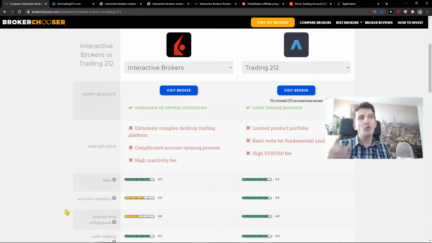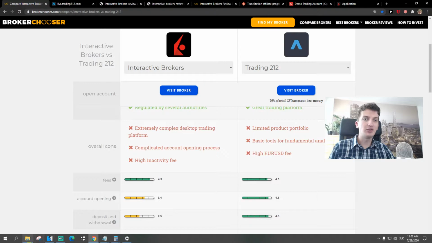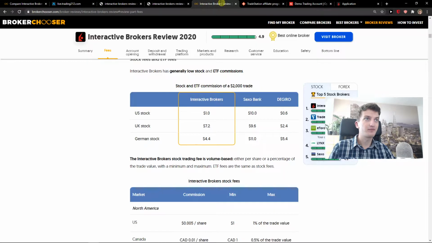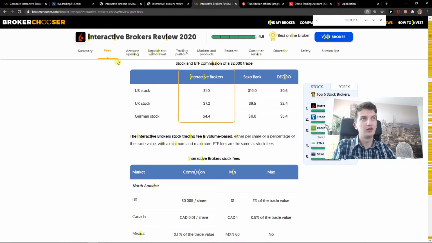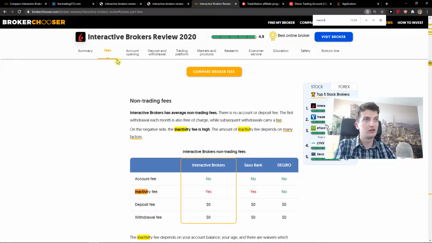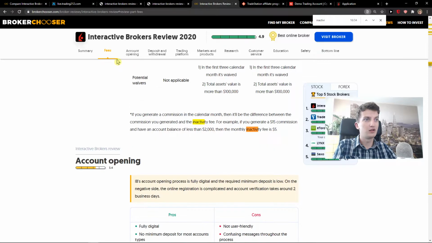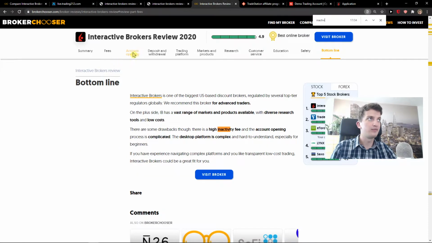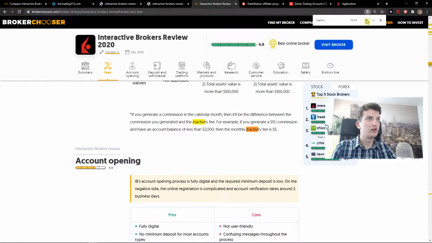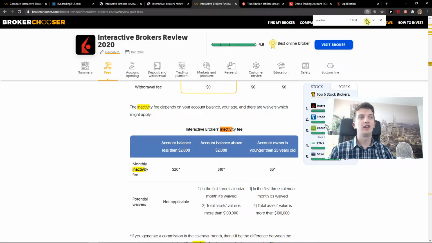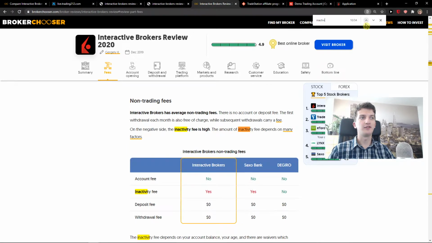And now, continuing. What I don't like about Interactive Brokers is that they have an inactivity fee. What does it mean? Let me show you. Yes, if you have below $2,000 on your account in Interactive Brokers every month, you're gonna pay a $20 fee. And that's crazy for me.